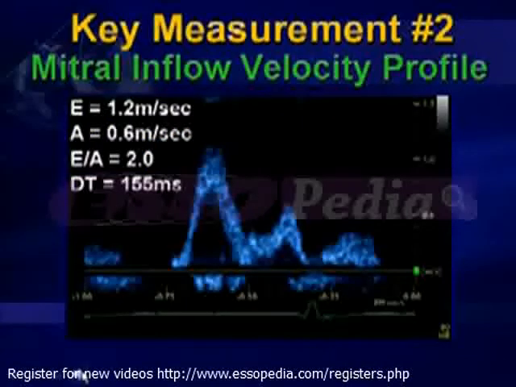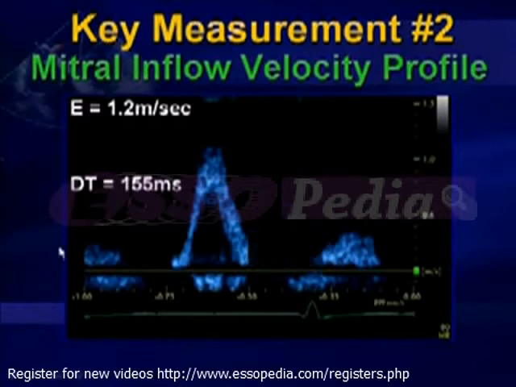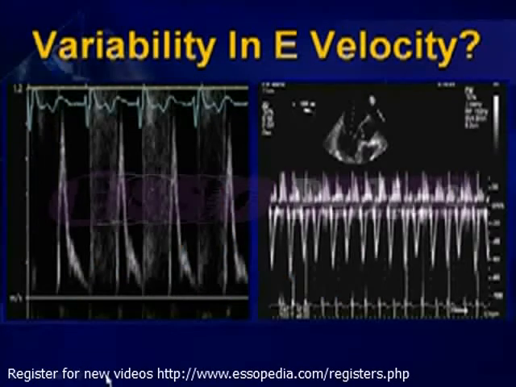Now, if trying to evaluate filling pressures at the instant in time of evaluation, we're reminded that we need to begin by looking at key measurement number 2, this mitral inflow velocity profile. But of course, in those individuals with atrial fibrillation, there is no A wave. So we're left looking at the E wave velocity and the deceleration time.